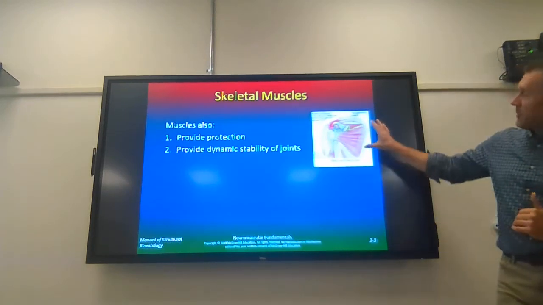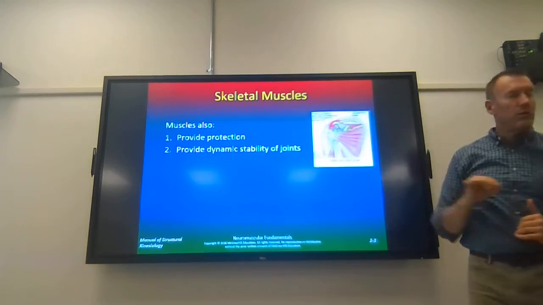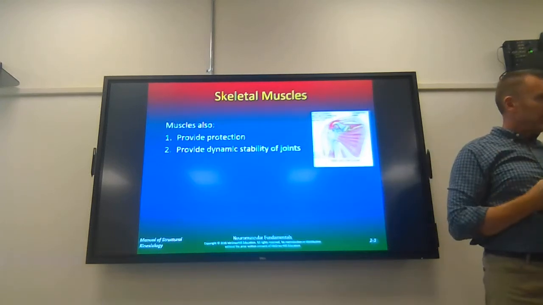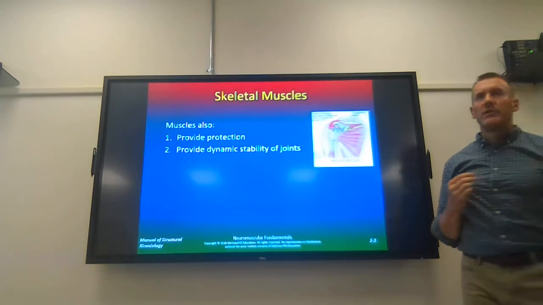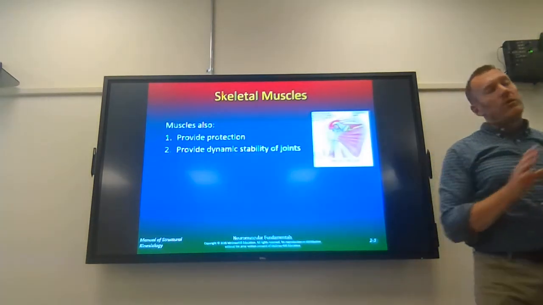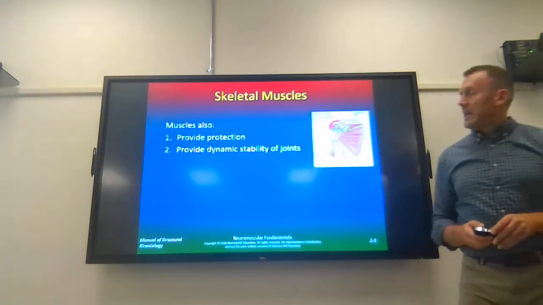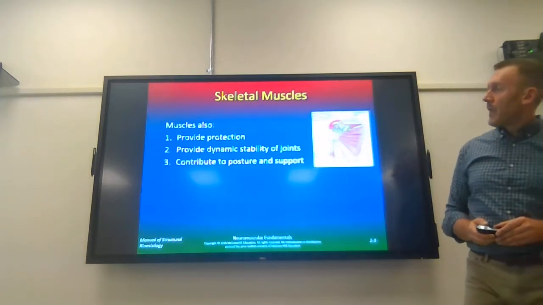So we have the subscapularis in the front, and then what's not pictured are the 2 posterior muscles of the rotator cuff, the infraspinatus and teres minor. But the whole point of this is that the rotator cuff provides this dynamic stability.